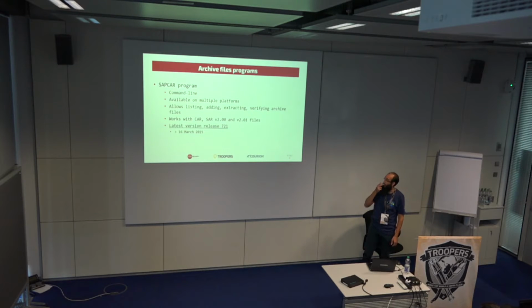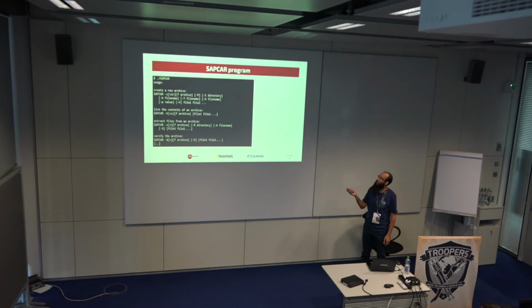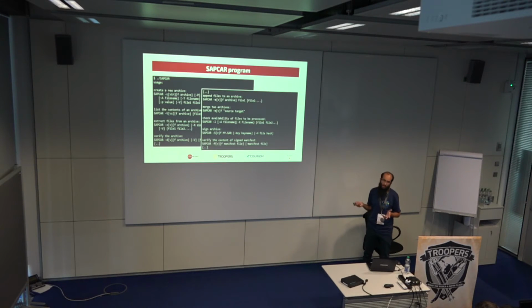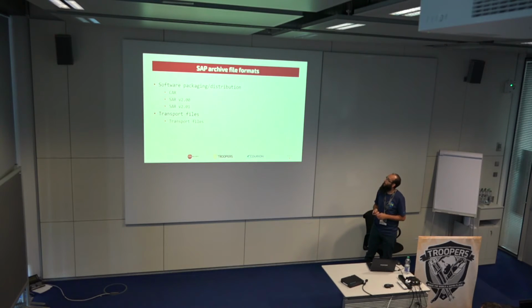It's available on multiple platforms, on all that SAP supports, and works with 3 different versions of the archive files. The latest version, I think, was released in March last year, and in that place is the link for downloading it. The program is pretty easy to use. It's like any other extracting archive program. There's a bunch of different commands that you can use for creating new files, for listing the content, verifying, etc. So it's nothing really particular, and it's really similar to any other archive program that you can find.